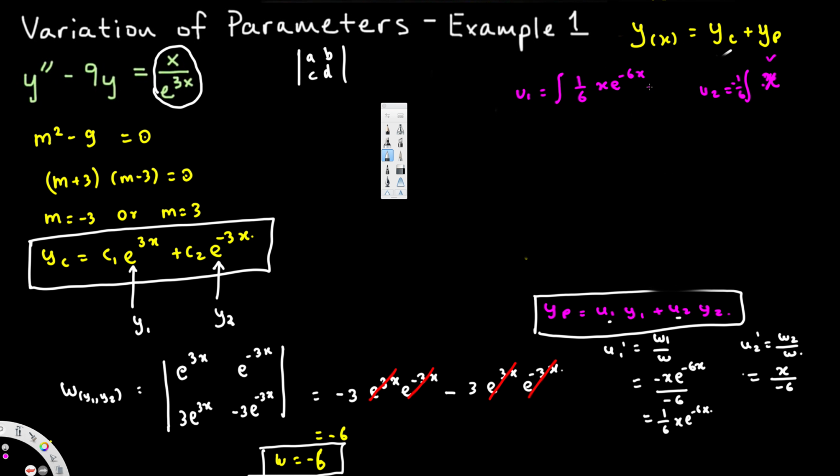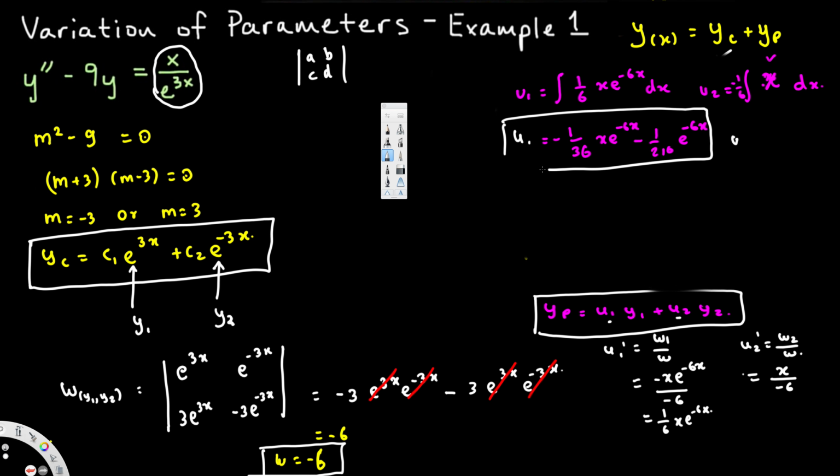So x with respect to dx, and this one also with respect to dx, and if you integrate this one you will get minus 1 over 36 x e power minus 6x minus 1 over 216 e power minus 6x. And if you integrate this one, this is an easy integration, so let's say this is u1, u2 is going to be the integration of this, that's going to be negative 1 over 12 x square. Okay, and this is our u2.